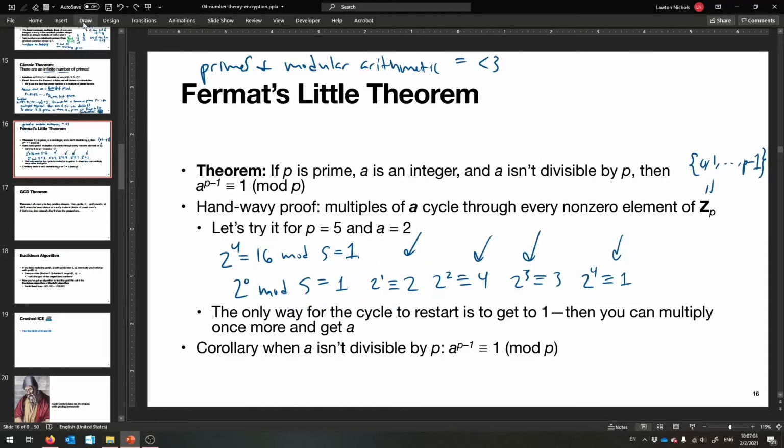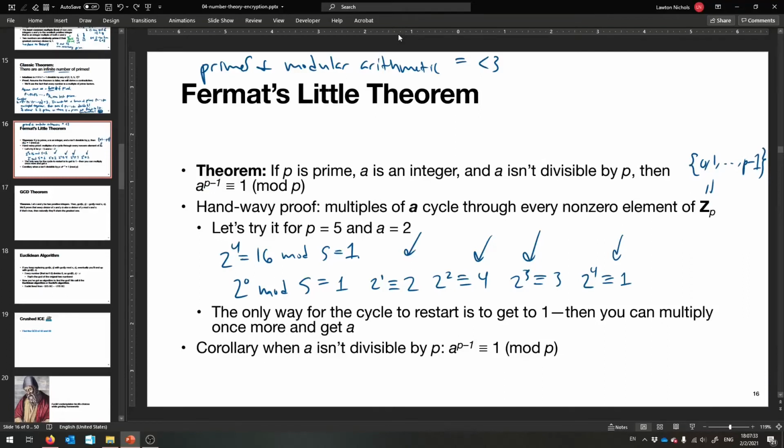So that is my hand-wavy proof to you, and the last part of it is, okay, so the only way for a cycle to restart is to get to 1 eventually, because then you have to multiply once more on both sides, of course, and then you'll get to your original a again, which was 2. Okay, so that's how you start at 2. That was my hand-wavy proof to you. That's why it has to be that the p minus 1th element of this cycle is always 1.